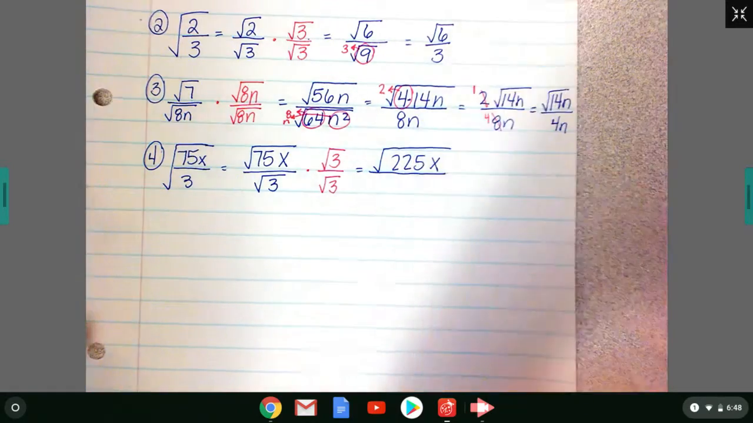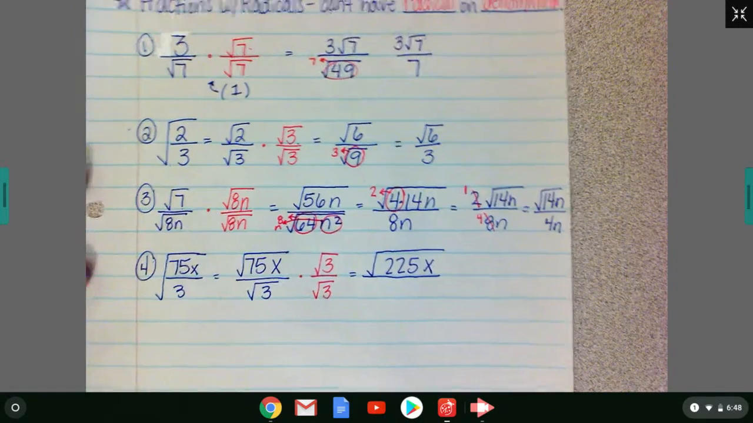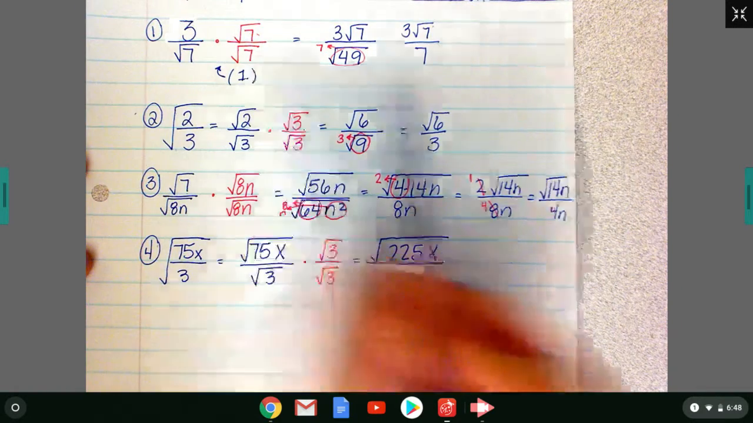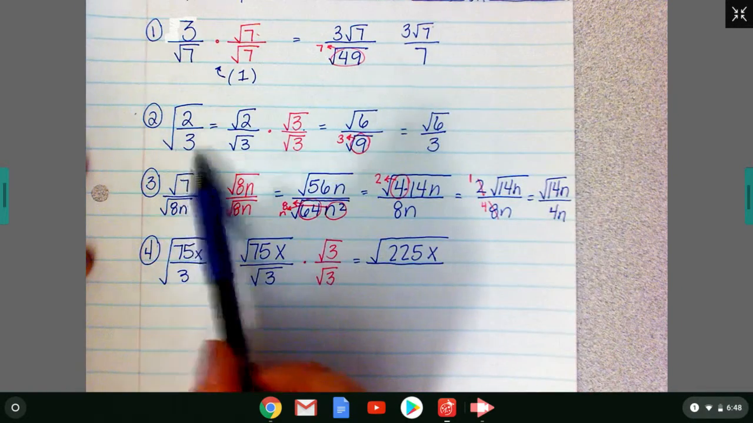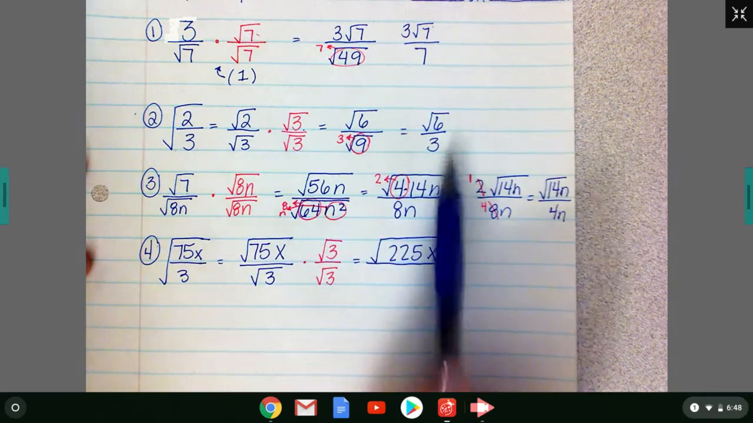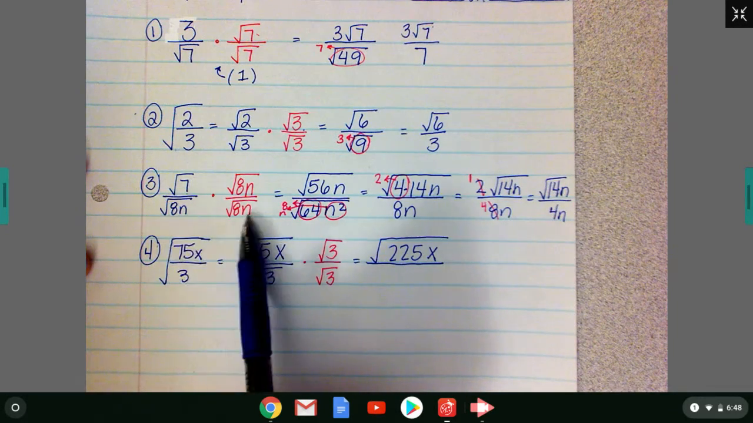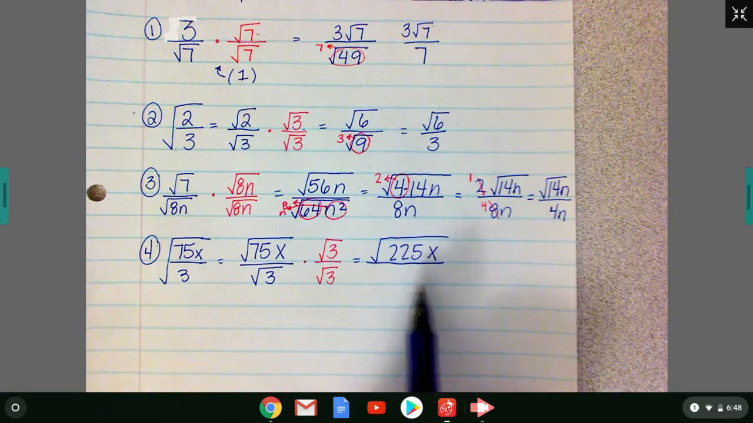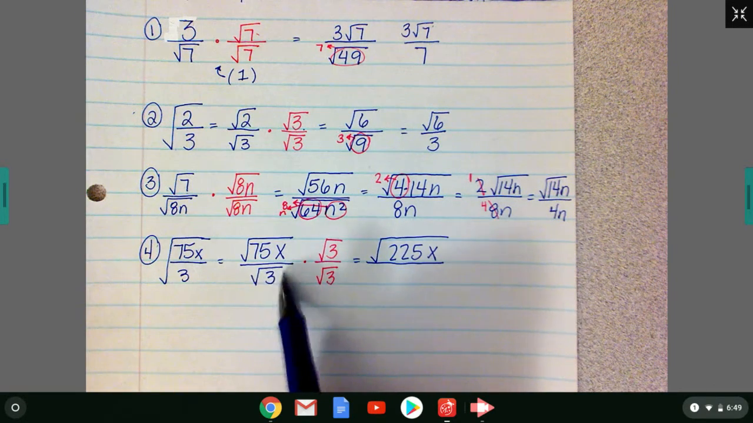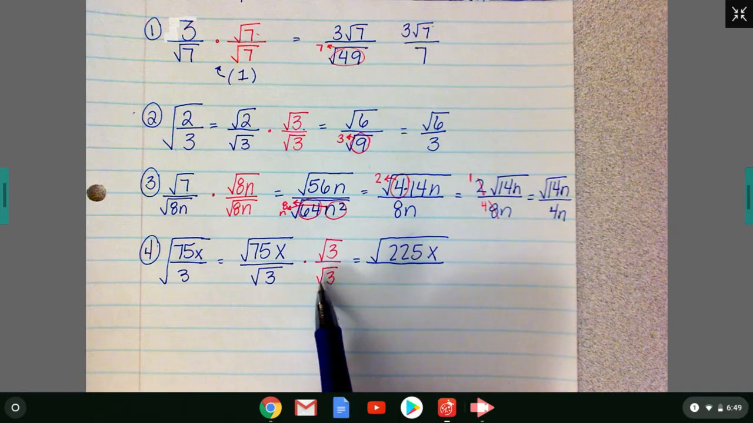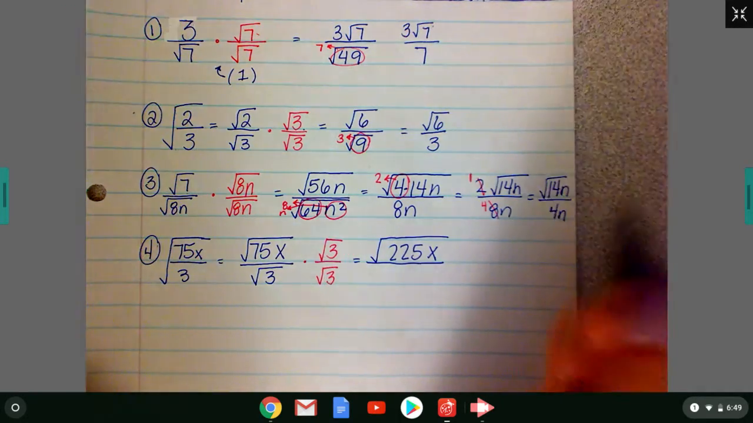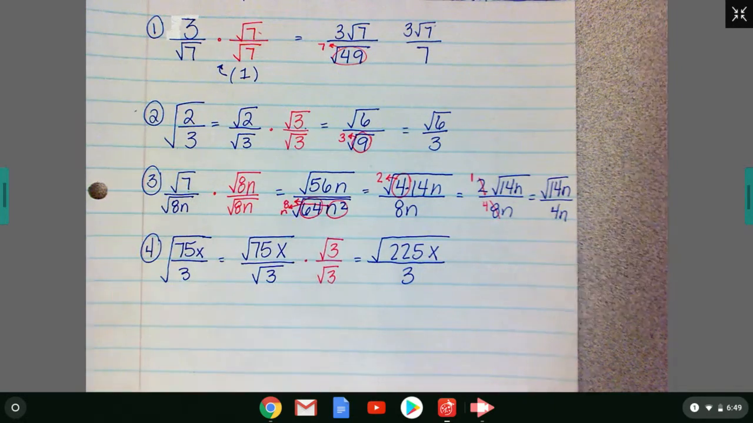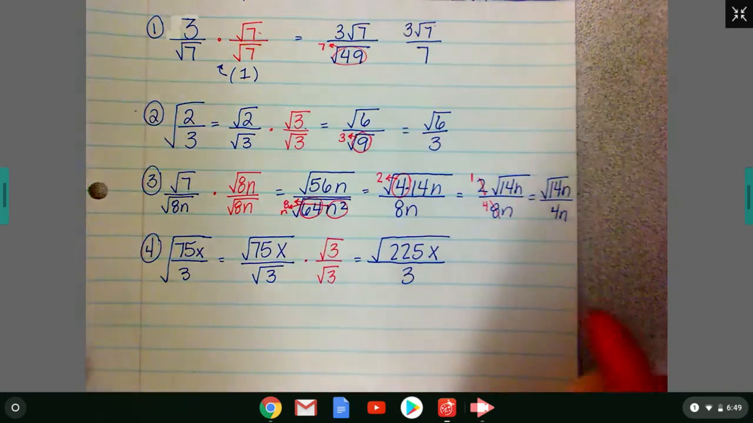And on the bottom, I'm hoping you're noticing a pattern here. Let's look through the pattern in the top 3 questions we've done. Our denominator was root 7 times root 7, and then we got a 7. Root 3 times root 3, and we got a 3. Root 8n times root 8n, and then we got an 8n out. So you don't have to make this be root 9 right here. You can just notice that this is the square root of 3 times the square root of 3, which is the square root of 3 squared, which is just 3. So you can skip that step if you notice it. That way you have one less thing to do.